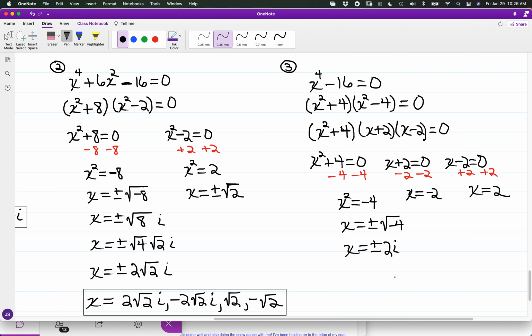And so, just like the second case, the third case is going to have 4 solutions, whereupon we have 2i and negative 2i in the complex domain, and for the real solutions, again, we have negative and positive 2.